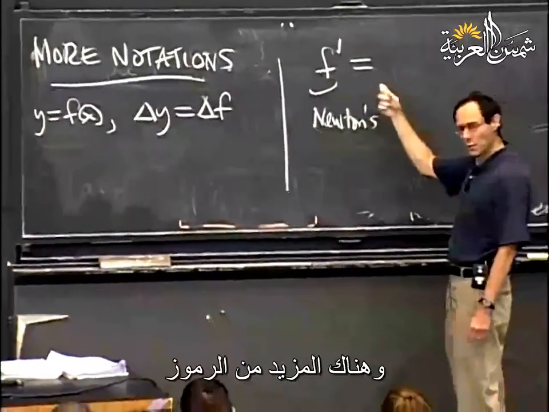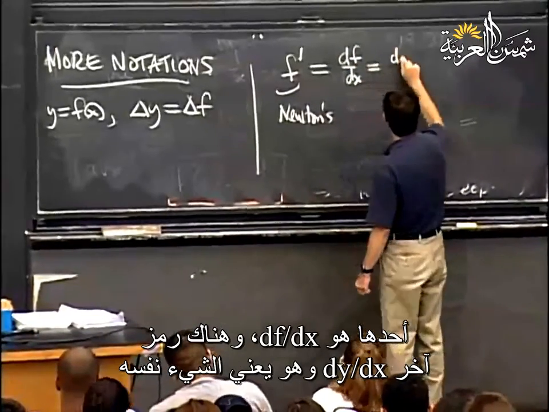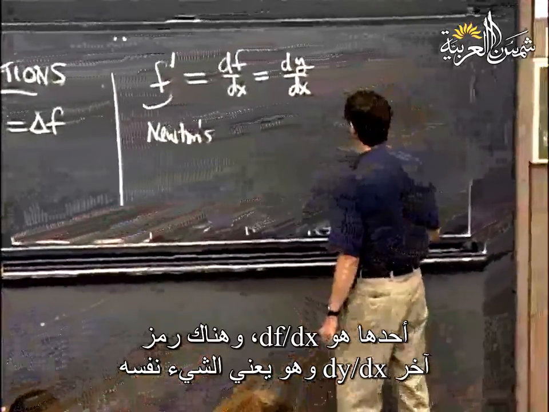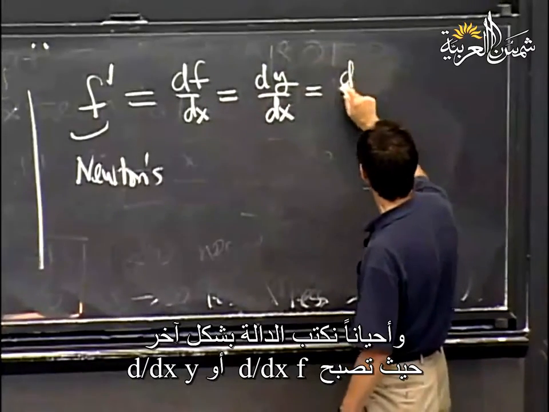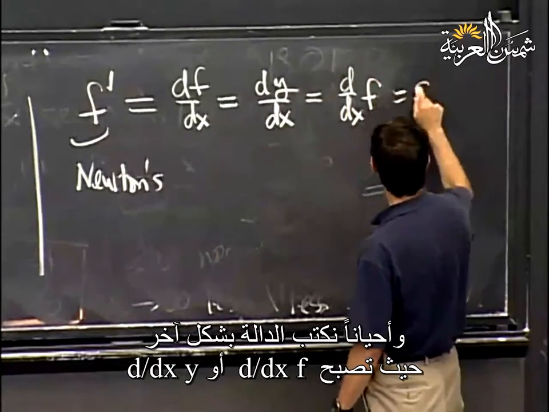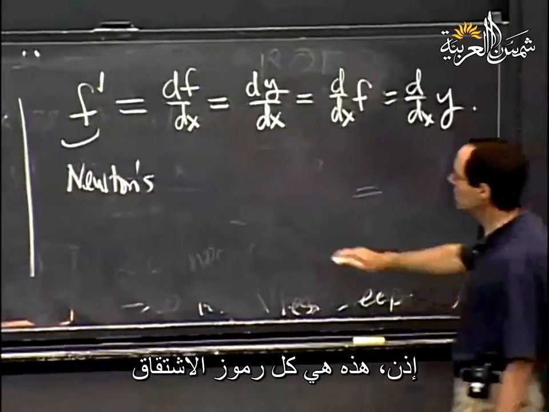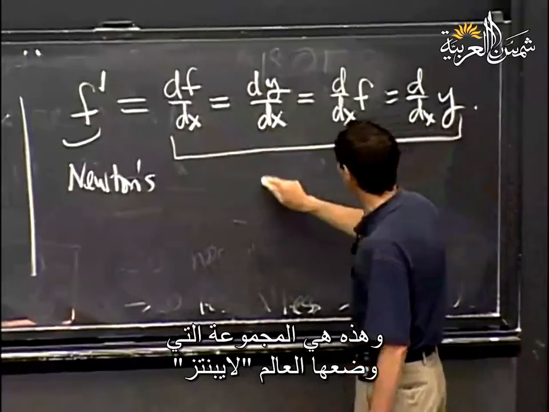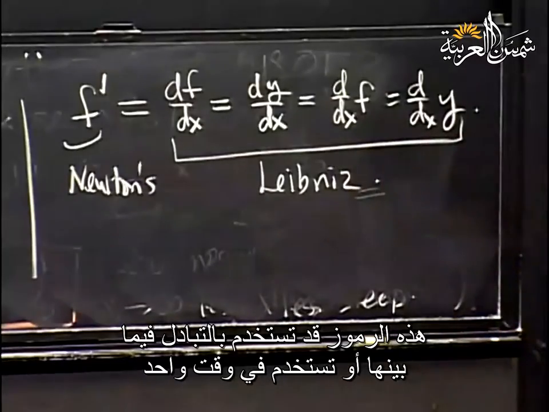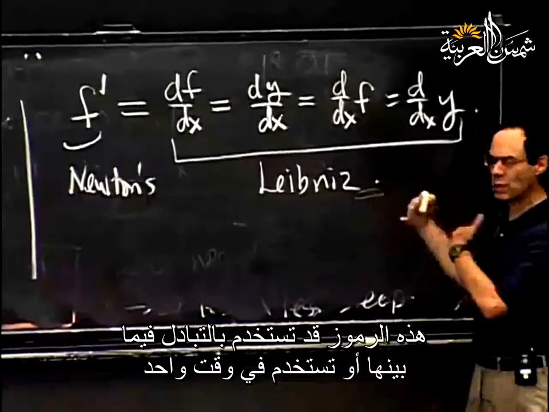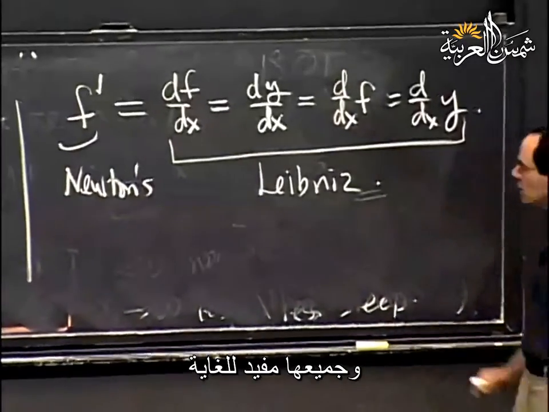Okay, but there are other notations, and one of them is df dx, and another one is dy dx, meaning exactly the same thing. And sometimes we let the function slip down below, so that becomes d by dx of f, or d by dx of y. So these are all notations that are used for the derivative, and these were initiated by Leibniz. And these notations are used interchangeably, sometimes practically together. They both turn out to be extremely useful.